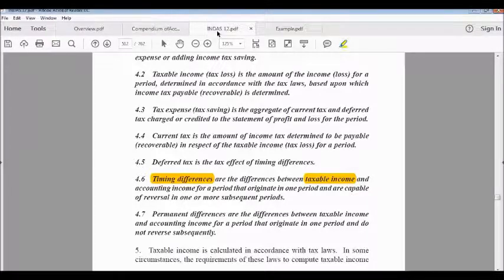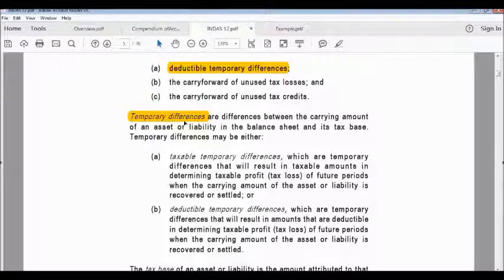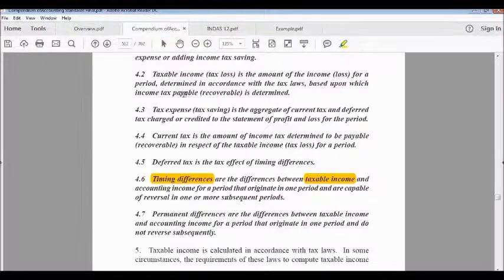Now what about Ind AS 12? First we should check the definition of temporary difference. It says temporary differences are the differences between the carrying amount of an asset or liability in the balance sheet and its tax base. Tax base is a new word which we don't know about. But under the existing Accounting Standard 22, timing difference was the difference between the taxable income and accounting income.